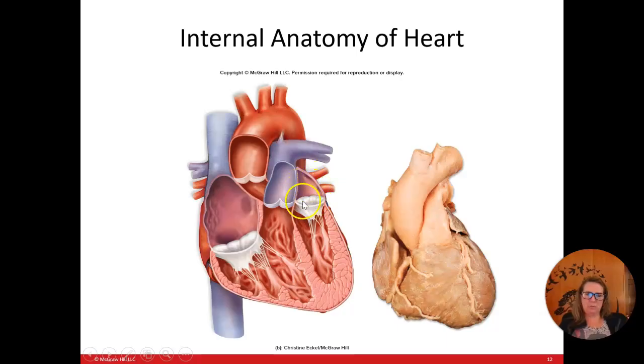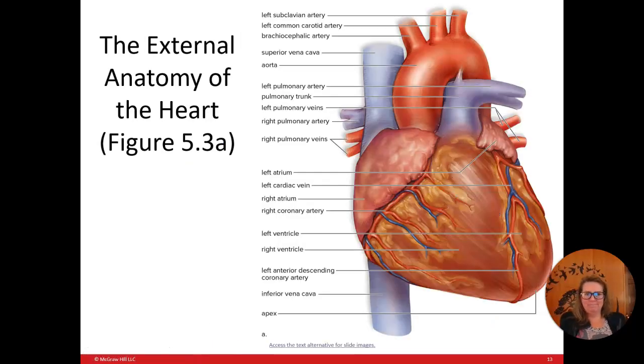Then it passes through the mitral valve into the lower chamber here, which is the left ventricle. Then it passes from the left ventricle out through the semilunar valve into the aorta, which is going to branch here to essentially go to the chest, the arms, and the brain. Okay, and this is just the outside of the heart. Notice that the heart has its own blood supply called the coronary arteries.